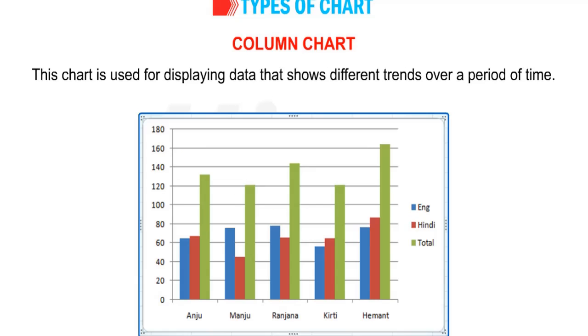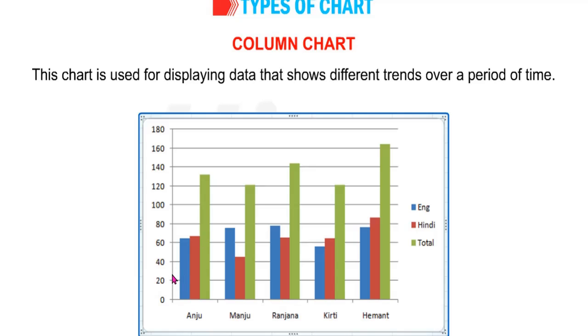Next one is column chart. It is just the opposite of bar chart. This chart is used for displaying data that shows different trends over a period of time. It is the default chart type of MS Excel. If you convert to chart, by default, it is converted to column chart. It is comparatively quite easy to understand. Very easy to understand here.